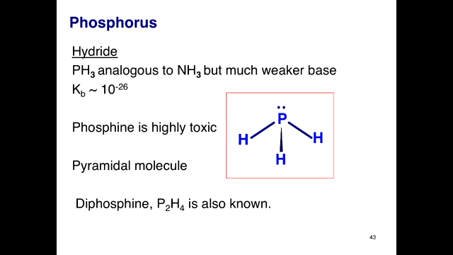Okay, our last element, phosphorus, the hydride, phosphine. You can see that's really the cousin of ammonia, but it is nowhere near as strong a base as ammonia, so it's less likely to form the phosphonium PH4+ cation. This is a really highly toxic molecule, really too dangerous to use in the laboratory. Diphosphine is analogous to hydrazine.